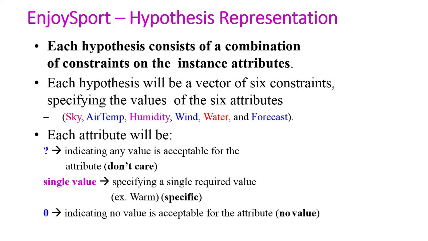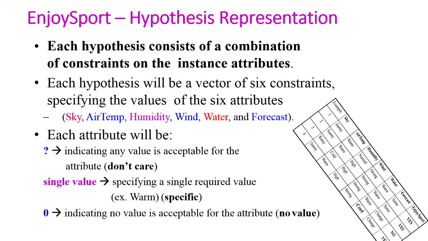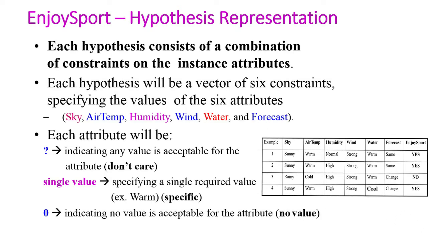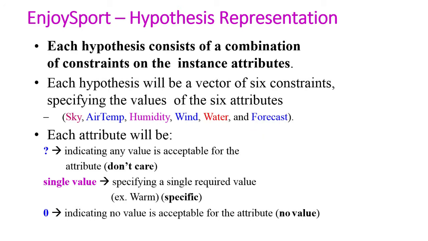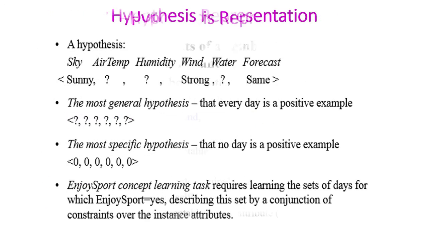Each attribute will be either a question mark, a single attribute value, or a null value. Question mark will indicate any value is acceptable for the attribute. It is a don't care value. Single value may be attribute values. In case of sky, it may be sunny, rainy, or cloudy. Zero or null value will indicate no value is acceptable for the attribute.